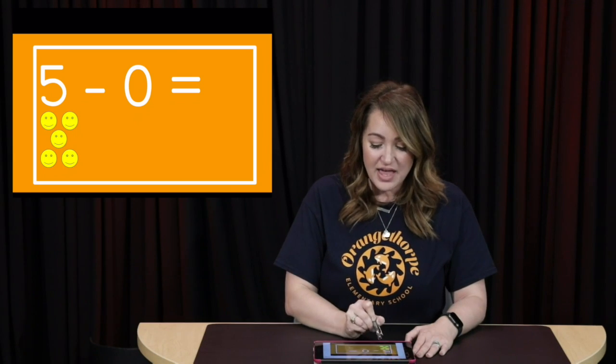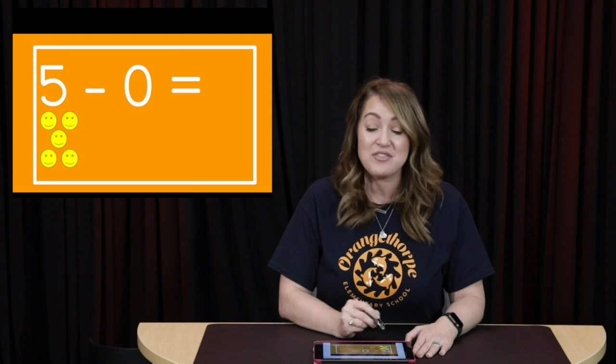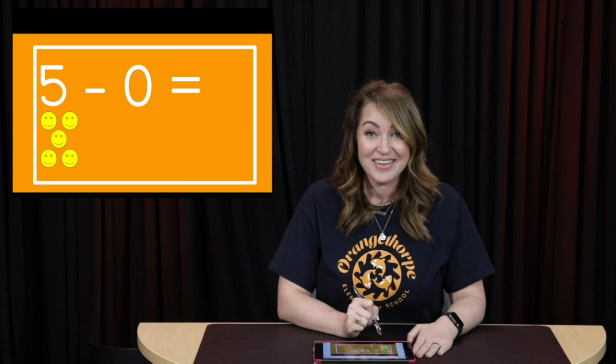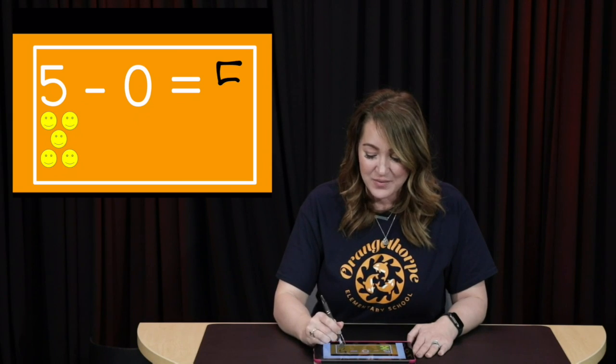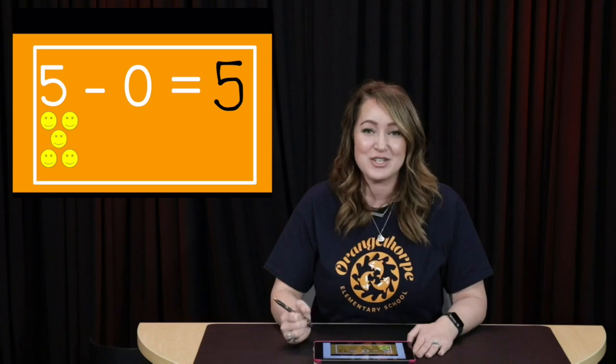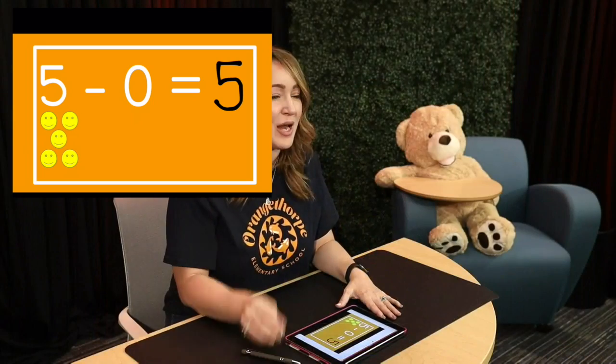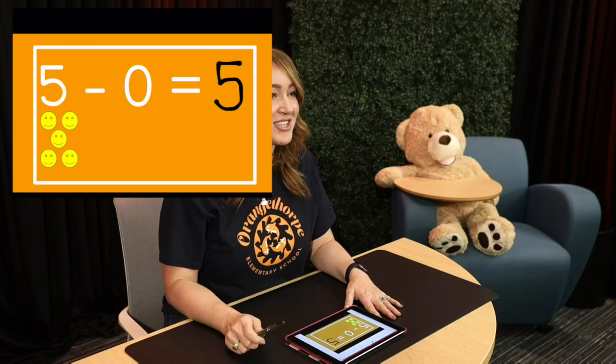So if I have 5 and I don't take anything away, I didn't have to put an X on anything, how many do I have left? 5. Ooh, I hope I didn't trick you on that one. If you got that one right, make sure to give yourself a pat on the back, or in my class, we like to do something where you kiss your brain. And you say, thank you, brain, just like that.